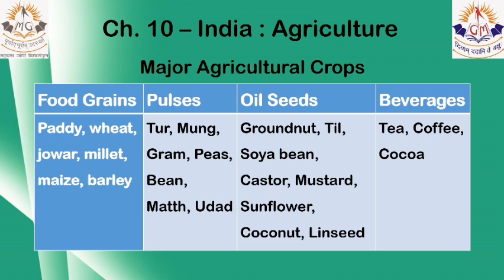Linseed means arsi in Gujarati, arsi ka tel, or linseed oil in English. Some places it's also called sarasu, it is that oil. So these are all the oil seeds. Beverages, tea, coffee, cocoa, these are beverages that are grown in India.